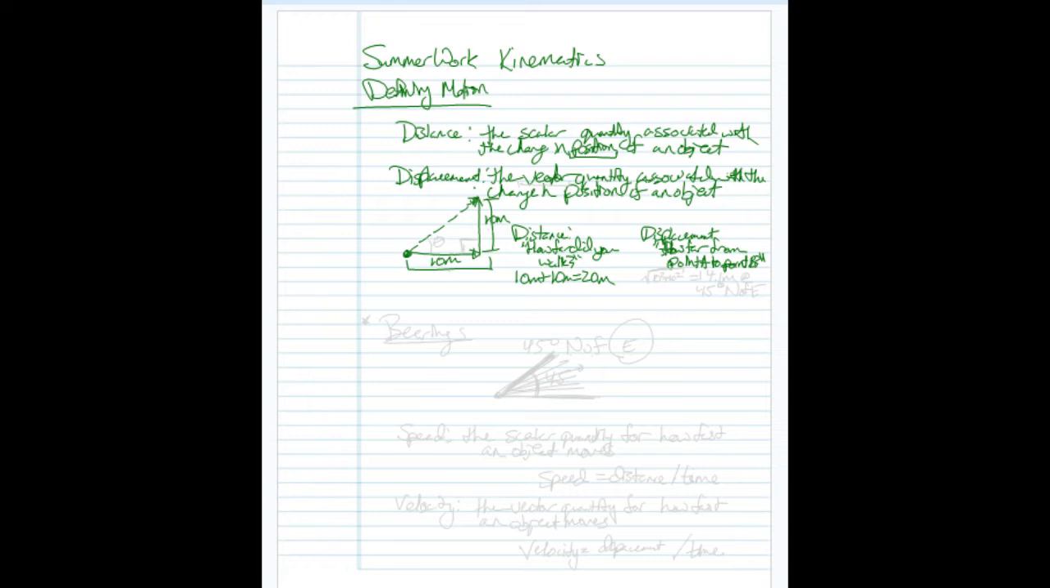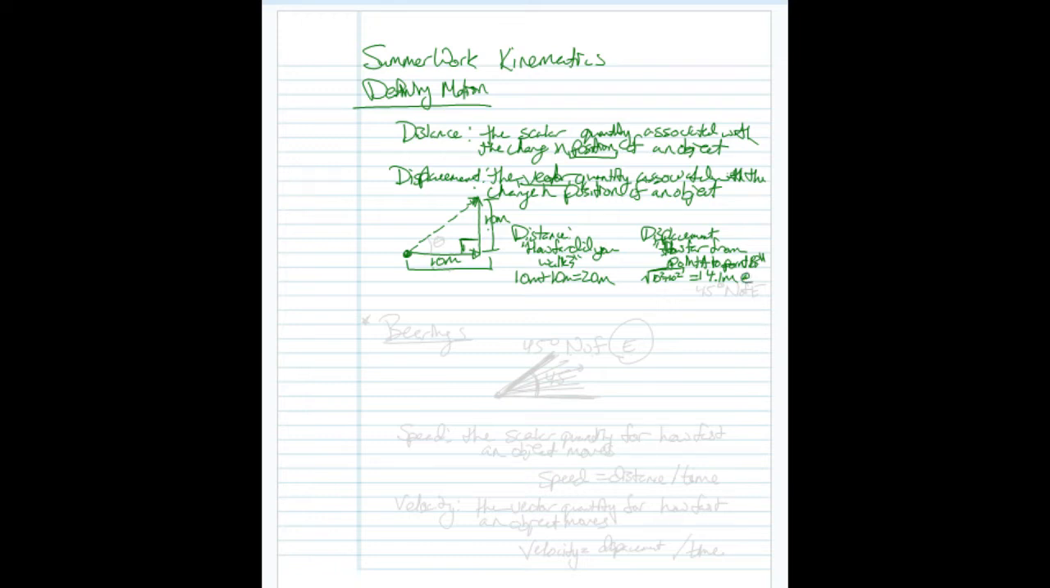To find that distance, I have a right triangle. To find the hypotenuse, knowing the two sides, I would use the Pythagorean theorem and do the square root of 10 squared plus 10 squared equals 14.1 meters. Now displacement is a vector. I know how far from the beginning I am, but I don't know in what direction.